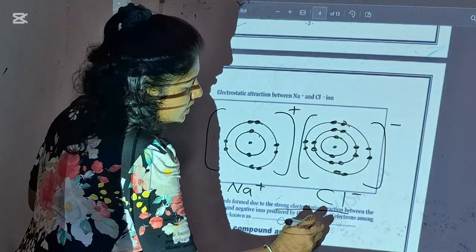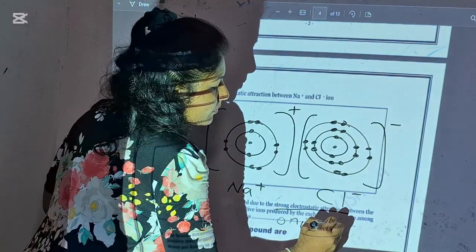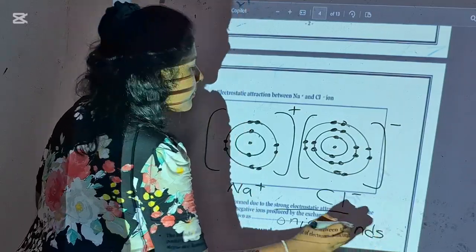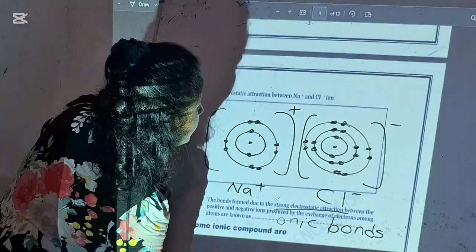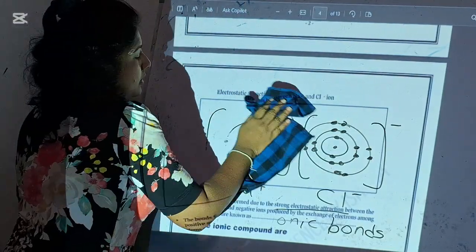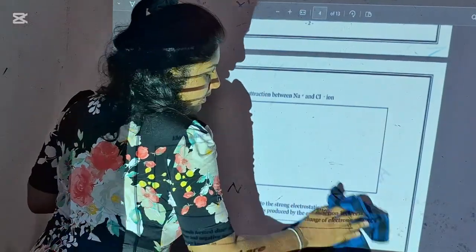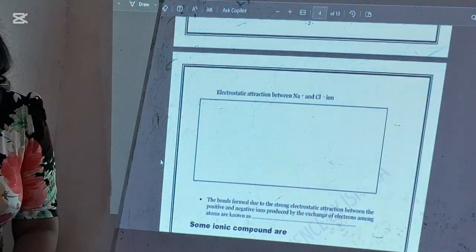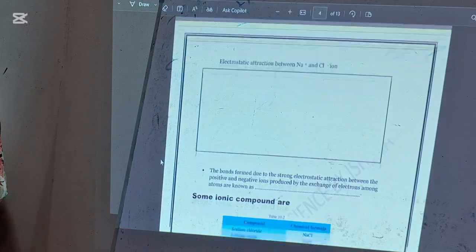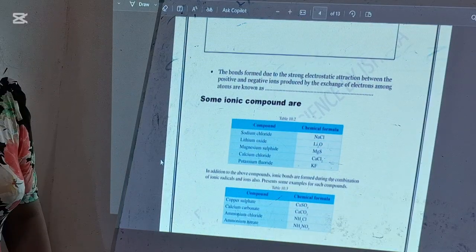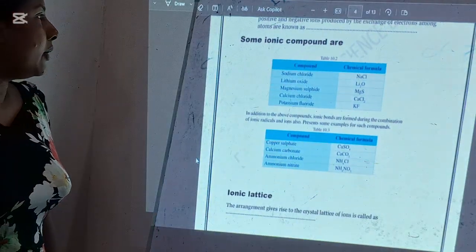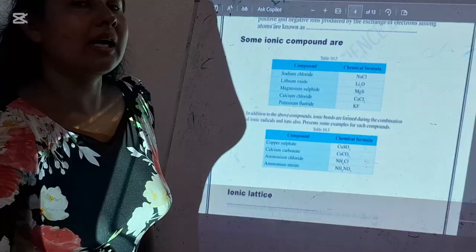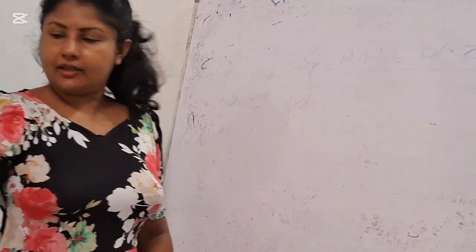So the answer for this place is ionic bonds. Take this one to your note. Then I'm cleaning. After that, I'm moving to the next part. Let's learn about the examples of some ionic bonds here.